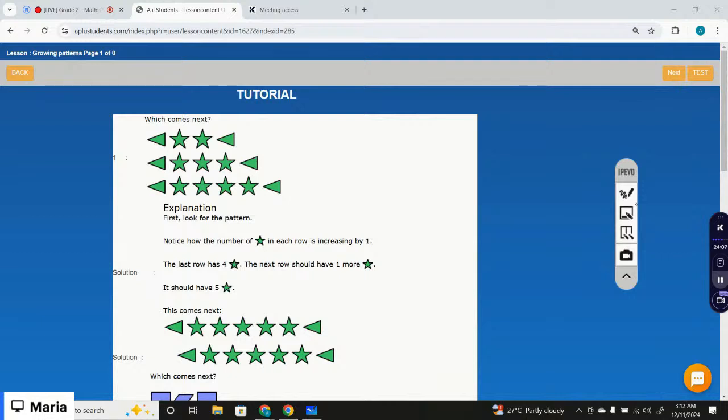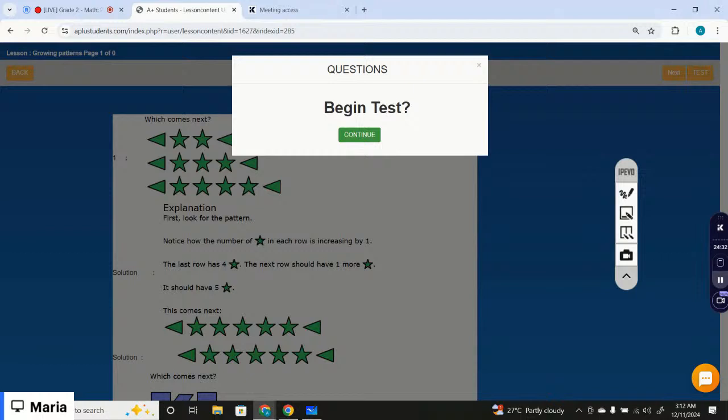Now you have to see which is the next pattern. So for the next one, you have the same. You have the triangles on both sides, and the stars must be 1, 2, 3, 4, and 5. The next one must have 1, 2, 3, 4, 5 stars, and on both sides you have the triangles. Got it? Let's just start with the test questions.